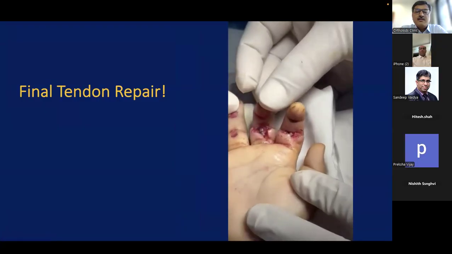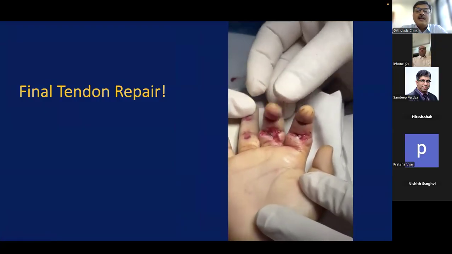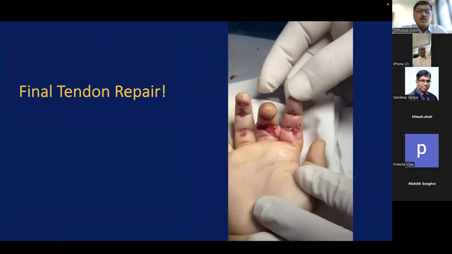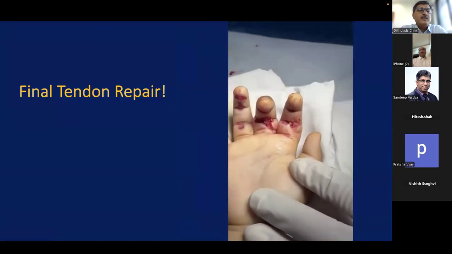So this was the final tendon repair, and as you can see, we did not have to extend too much. We found it, and we were able to close it without much tension. So we did that, and it's just a month. The child is still in plaster, and we are doing passive flexion extension movement. We'll remove the plaster after 6 weeks.